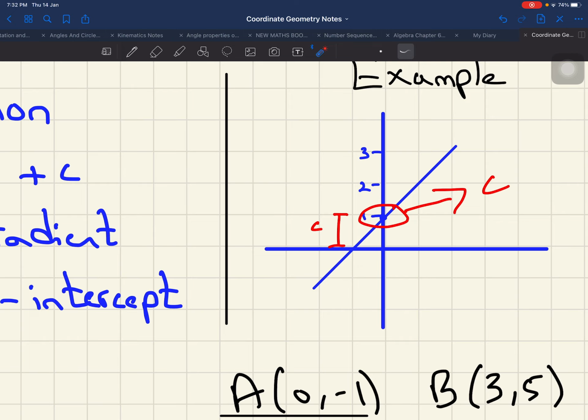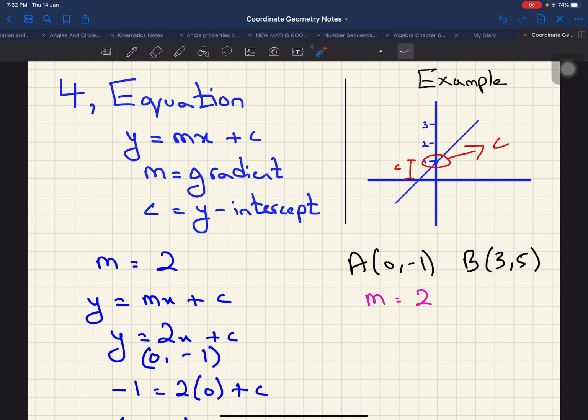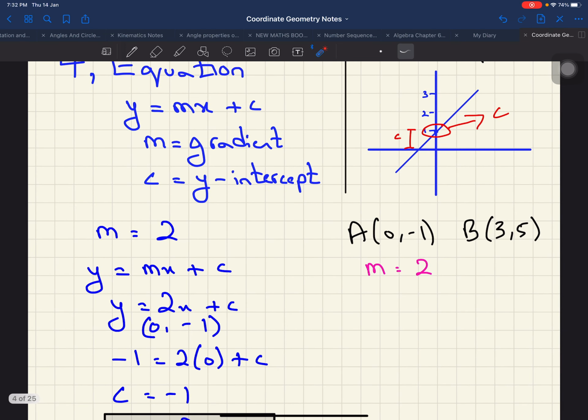This is simple. But let's suppose the graph is not given and you are only given the coordinates A (0, -1) and B (3, 5). You can easily find the gradient by applying the formula y2 minus y1 upon x2 minus x1. We have already done it, that's why I'm not doing it again. So I'll just put down the value of m, m equals 2. So I'm writing the equation y equals mx plus c, and I'm putting the value of m, which was 2.